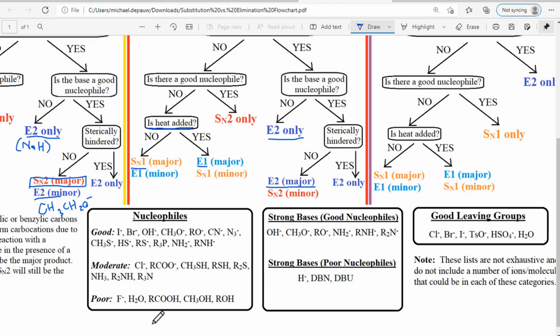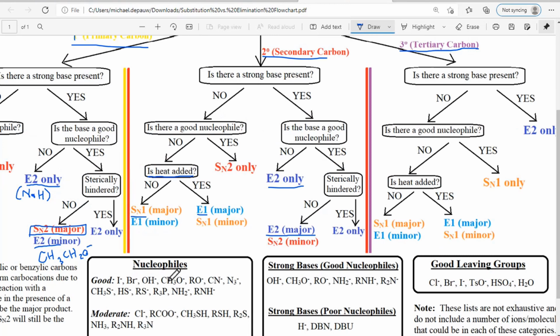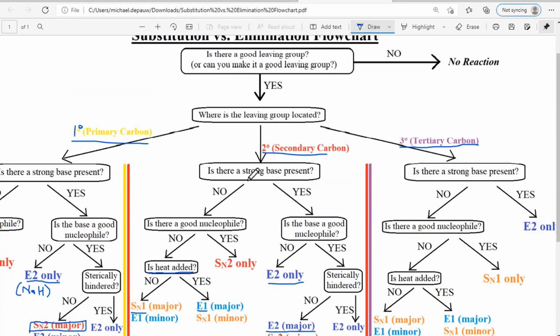One particularly important strategy here is to ask yourself why. Why would a strong base present favor E2 elimination? Because a strong base is very reactive and therefore it's impatient. It'll grab whatever it can get, even if it's a good nucleophile. And if it's not a good nucleophile, even more so.